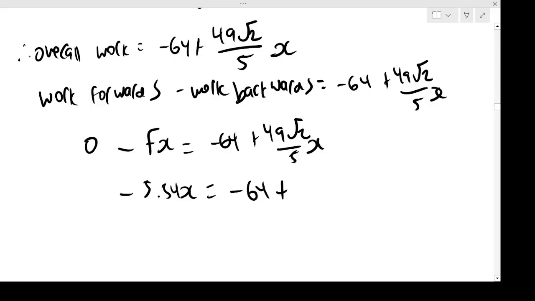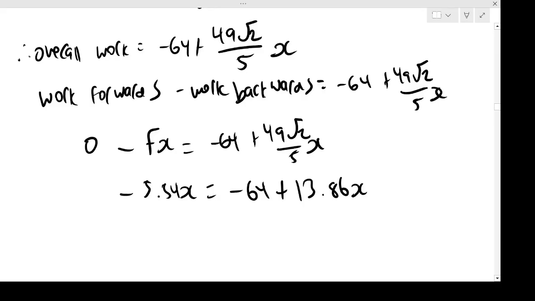We'll get away with that. So 49 root 2 of 5, because we've already done some rounding anyway. So there we are, we'll be fine with that. 13.86x, that's what that fraction goes to, to two decimal places. So now it's quite a nice looking equation we could solve for x.